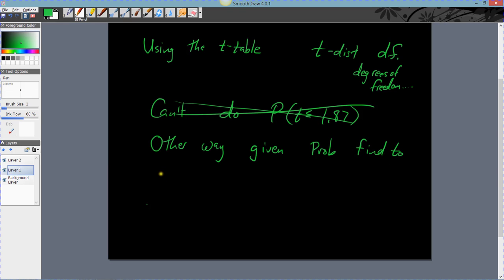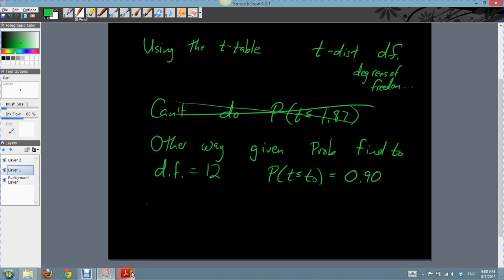So, for example, let's say degrees of freedom is 12, and I want my probability that t is less than t naught to be 0.90. This I can do with the table. And I can only do this for these particular nice probabilities like 0.9, 0.95, 0.8. Those are all in the table. Any other probability, there's not really anything to do. So let's do this right quick.